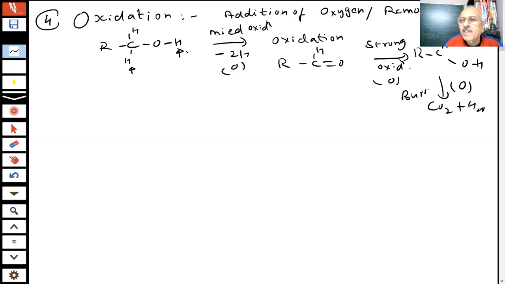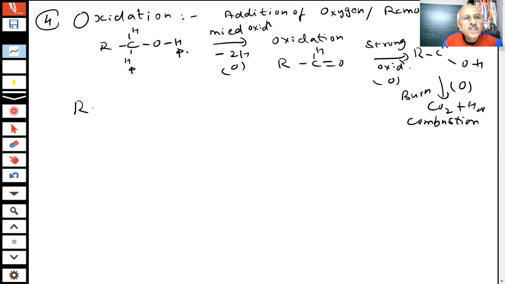When you burn something, what happens, student? Combustion. You have seen how the combustion products are there. Everything is burnt out. So in our case, what is going to happen, student? If I say oxidation, that means I am going from mild oxidation to strong oxidation. In my case, only two steps. This is mild, this is strong.